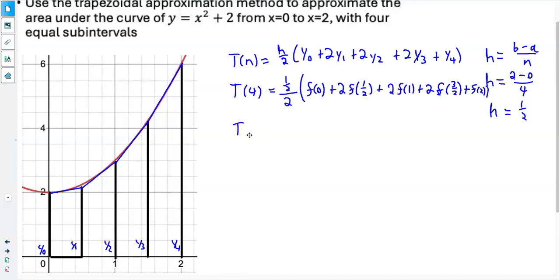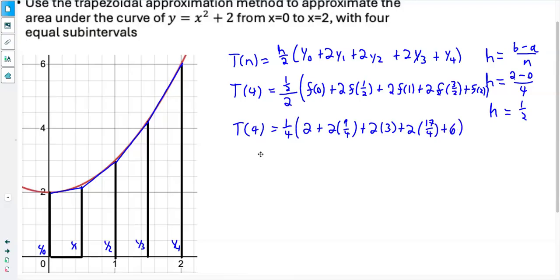So we'll substitute values in. So we have 1/2 divided by 2 is 1/4. F of 0 is 2. And then we've got plus 2 times f of 1/2, which gives us 9 over 4, plus 2 times f at 1, which would be 3, plus 2 times f at 3 over 2, which is 17 over 4, plus our f at 2, which is 6.